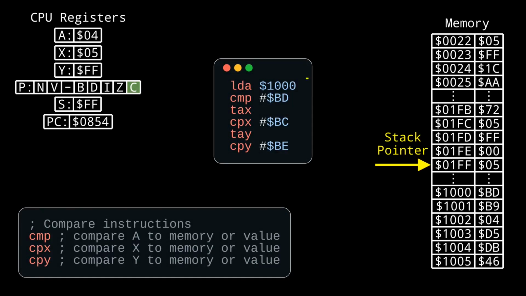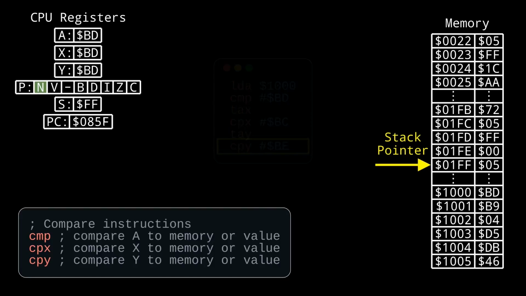CMP, CPX, and CPY are the compare instructions for the A, X, and Y registers respectively. Internally, they're implemented as subtraction instructions. However, they only affect the flags register rather than storing the result of the subtraction, and they implicitly set the carry bit before doing the subtraction. This behavior is useful when using them in combination with branch instructions.